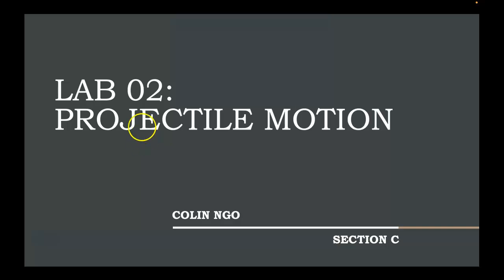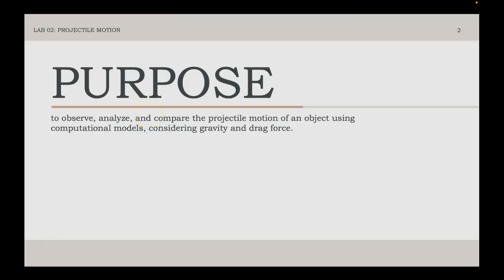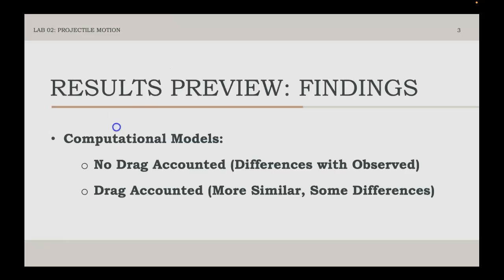Lab 2, Projectile Motion. The purpose of this lab was to observe, analyze, and compare the projectile motion of an object using computational models considering gravity and drag force. Just quickly here, the results preview. The findings saw that our computational model that did not account for drag had significant differences with our observed data. However, our model with drag accounted for was more similar. However, there were still some differences due to errors that we'll discuss later.